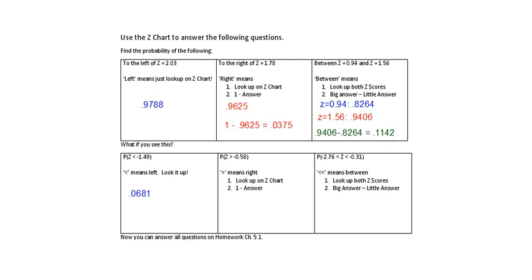All right, the next option, which says z is greater than negative 0.58. Well, first we're going to look it up. So when I look it up, it's 0.2810. And then the second step is to subtract it from 1. So we're going to do 1 minus 0.2810, and that's equal to 0.7190.